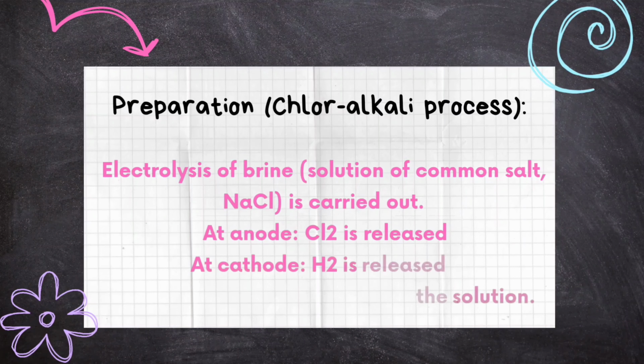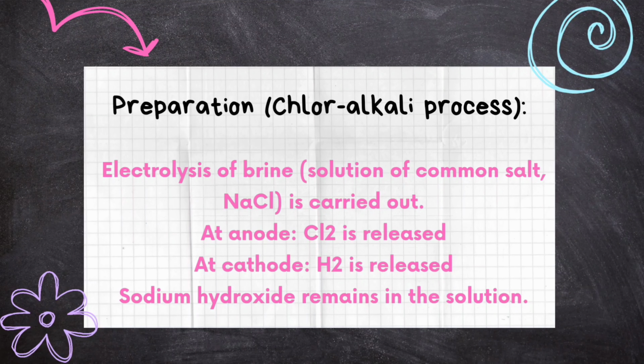Preparation: chlor-alkali process. Electrolysis of brine solution of common salt, NaCl, is carried out. At the anode, Cl2 is released. At the cathode, H2 is released. Sodium hydroxide remains in the solution.